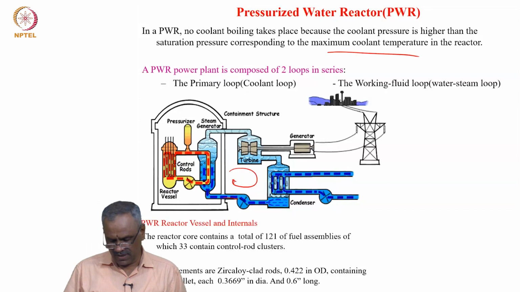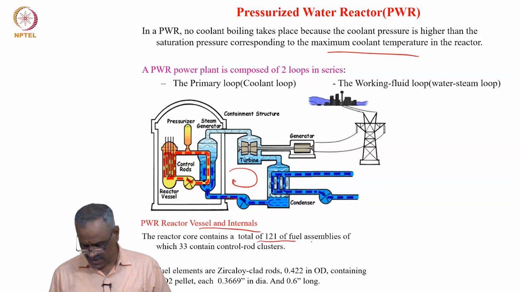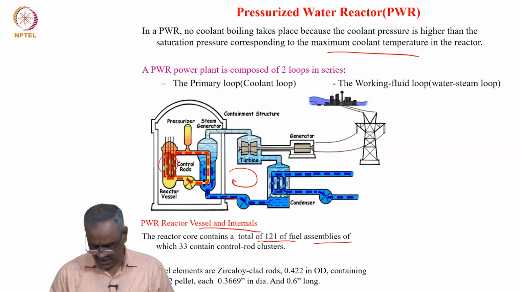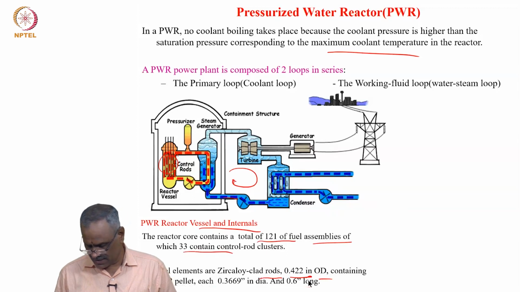So, here are the PWR reactor vessel and internals, how they look. The reactor contains a total of 121 fuel assemblies. Here, in this case this is a fuel assembly, and 33 contain control rod clusters, and the fuel elements include zircaloy clad rods, whose outer diameter is 0.422 inch, and contain UO2 pellets, and each of this diameter and this one. These are some of the details of that.